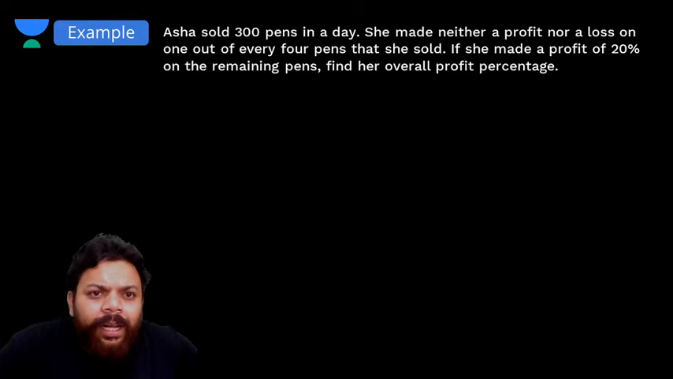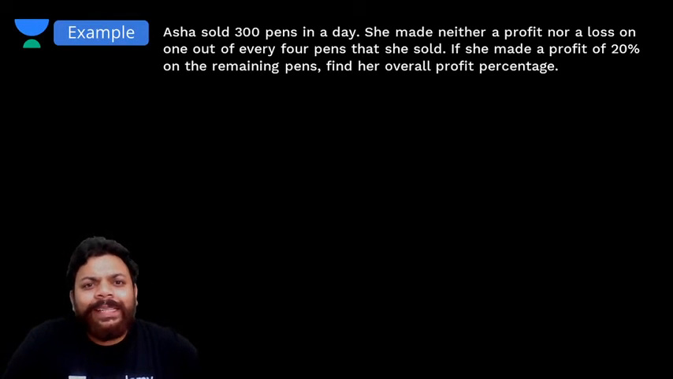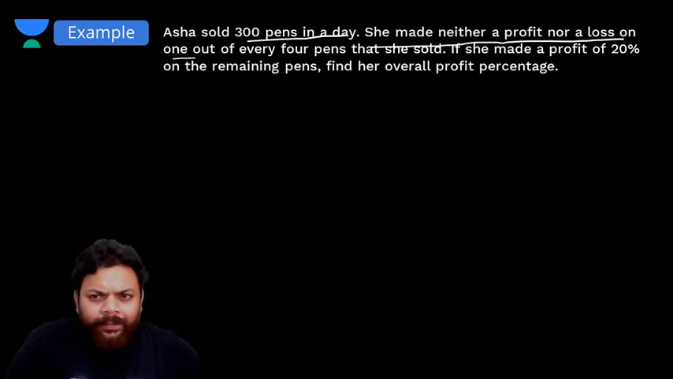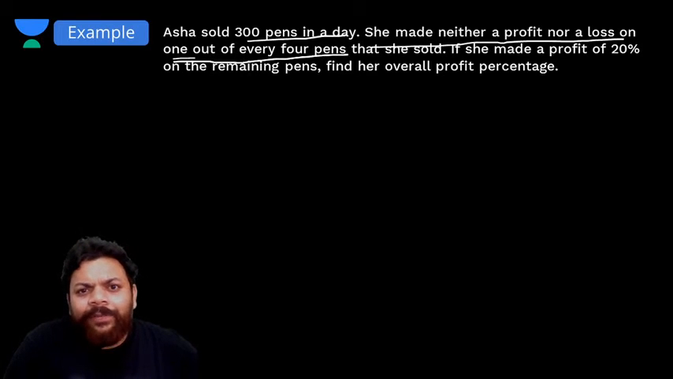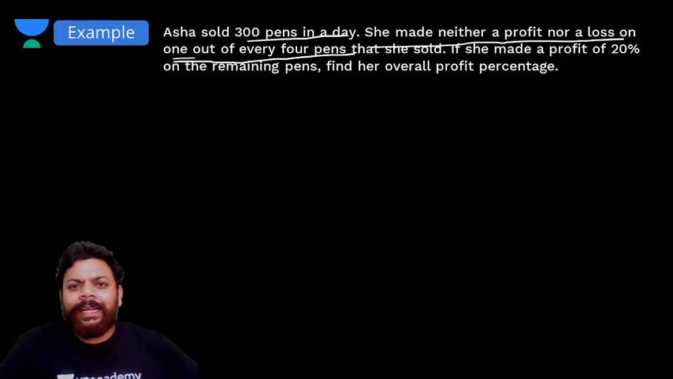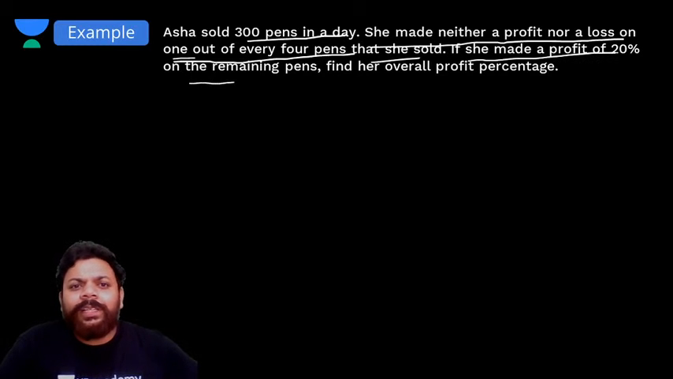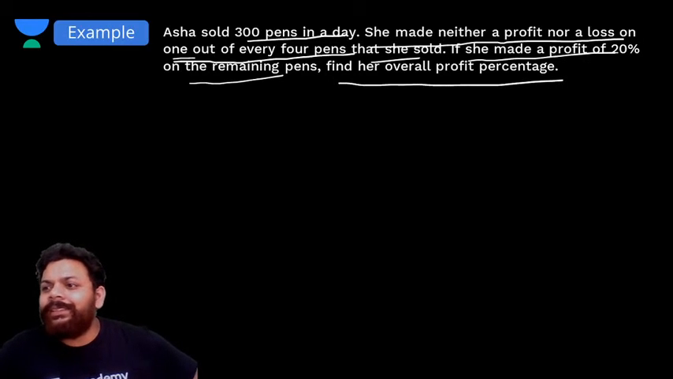Asha sold 300 pens in a day. She made neither a profit nor a loss on 1 out of every 4 pens that is sold. If she made a profit of 20% on the remaining pens, find her overall profit percent.